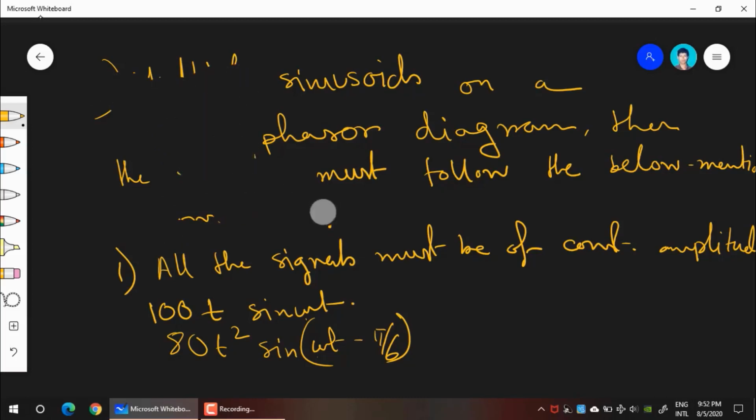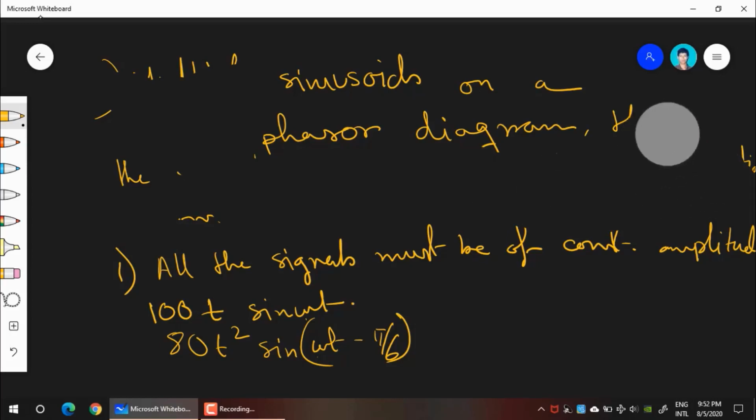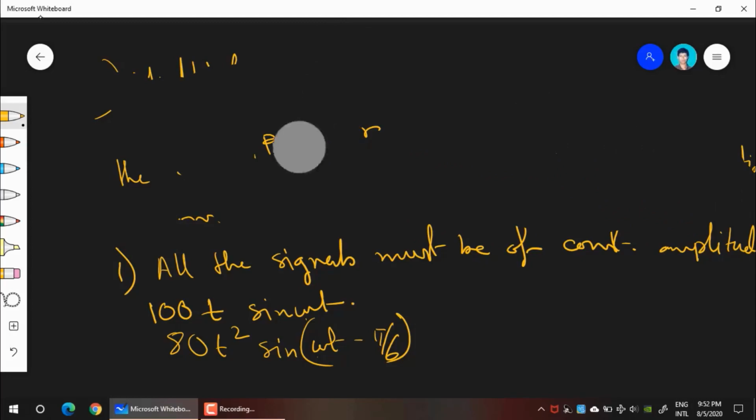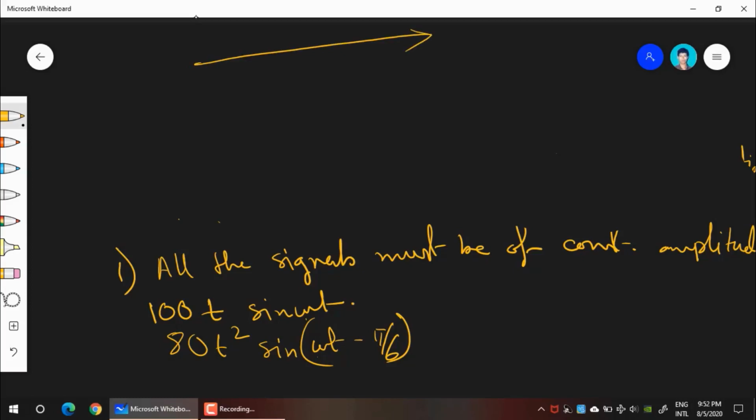But the problem that we will face, let me just clear the board here, is actually space constraint. During a normal class I used to utilize all the board space. Here it is space constrained. So here this 100 t sin omega t, we plot it somewhere here, and also you have 80.